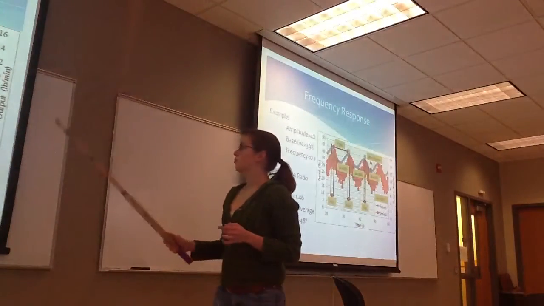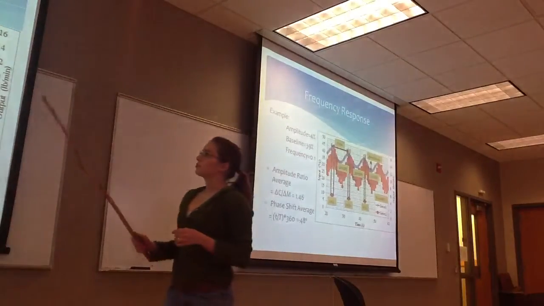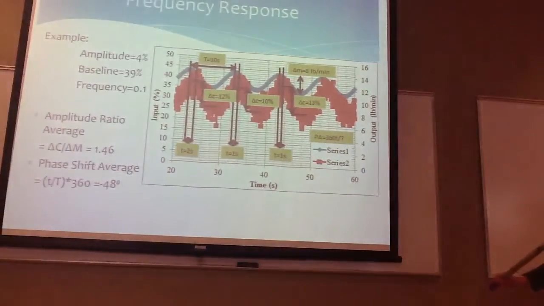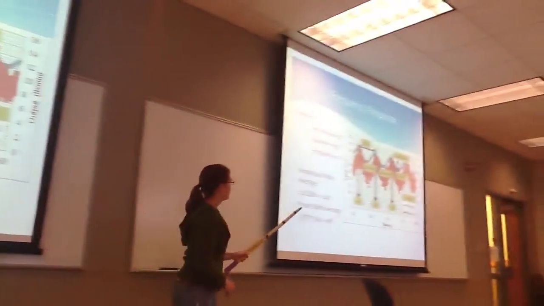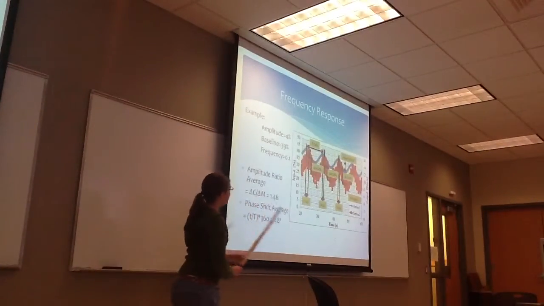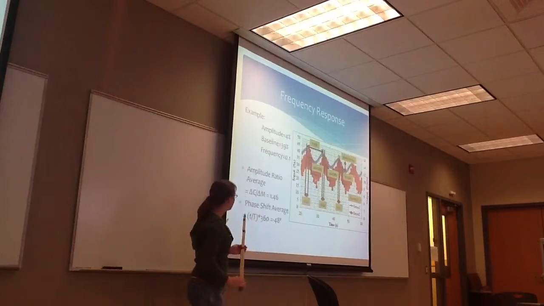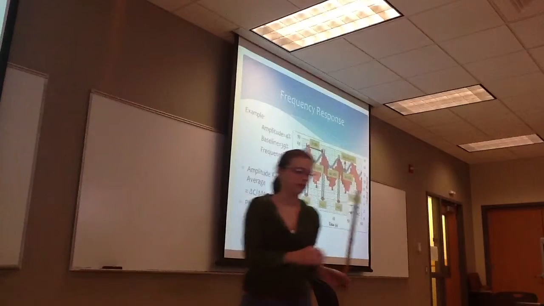This is an example of the frequency response. The amplitude for this one was 4% and a baseline of 39%. There was a frequency of 0.1. The amplitude ratio average is 1.46. It's the average of the amplitude ratio for the 3 curves, and the phase shift average of the 3 curves was negative 48 degrees.